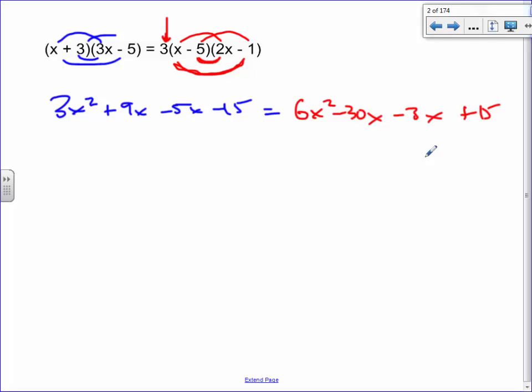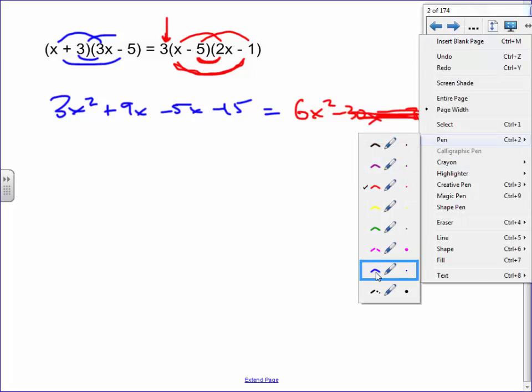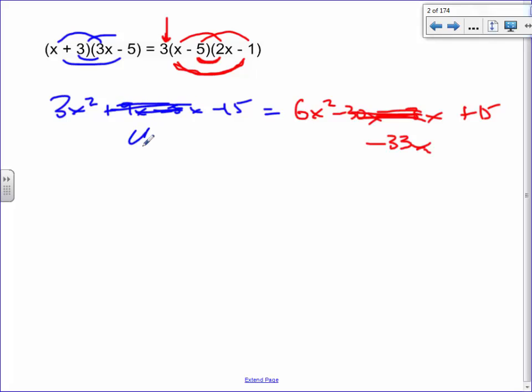If you have another method of distributing that out, I don't really care. Whatever works for you. But hopefully you have something similar to this when you're done. And maybe you put the 30 and the 3 together and made it a 33. Let's do that actually. I just cross this out real quick here and make it a minus 33x. And over here, let's do the same thing. Let's make that a 4x.